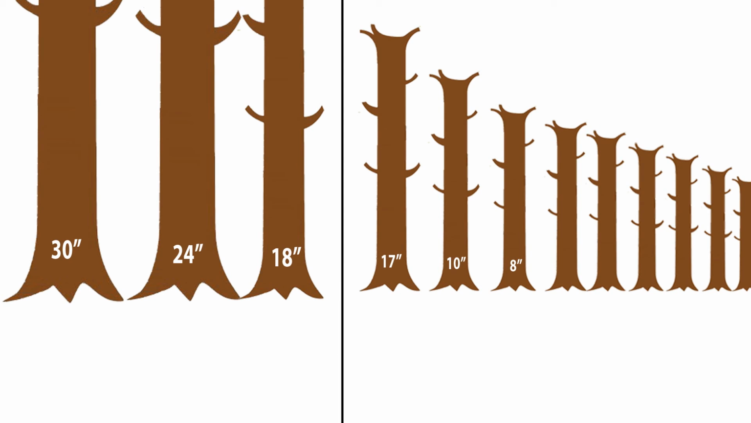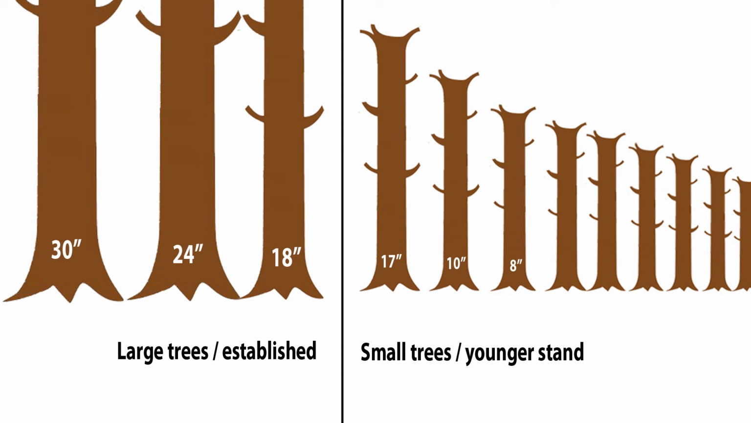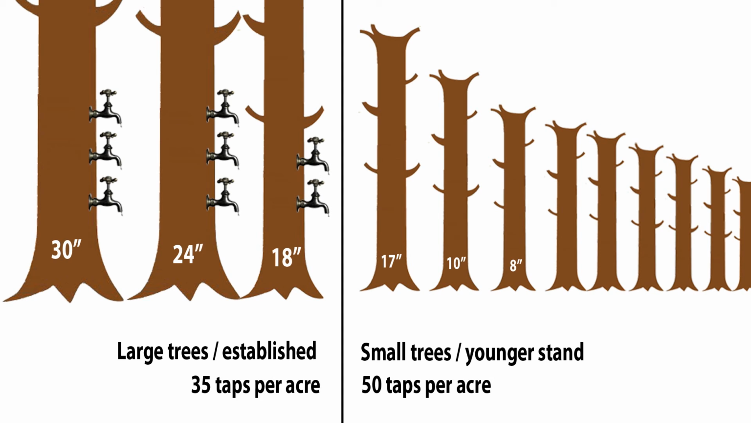There are two common tree stand types: large, well-established trees and smaller, younger stands. The industry standard for larger trees is 3 taps per tree. The industry standard is a minimum of 35 taps per acre in a well-established grove. Well-established maple groves tend to have fewer but larger trees. Smaller, younger trees only support 1 tap each and grow closer together. Remember, they require a minimum of 50 taps per acre to qualify.